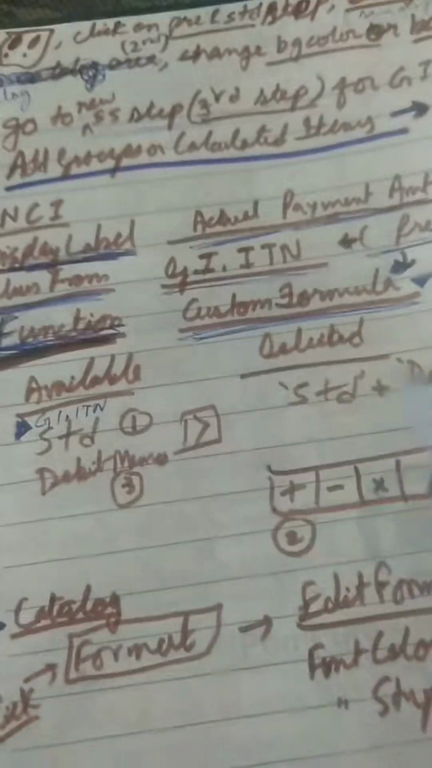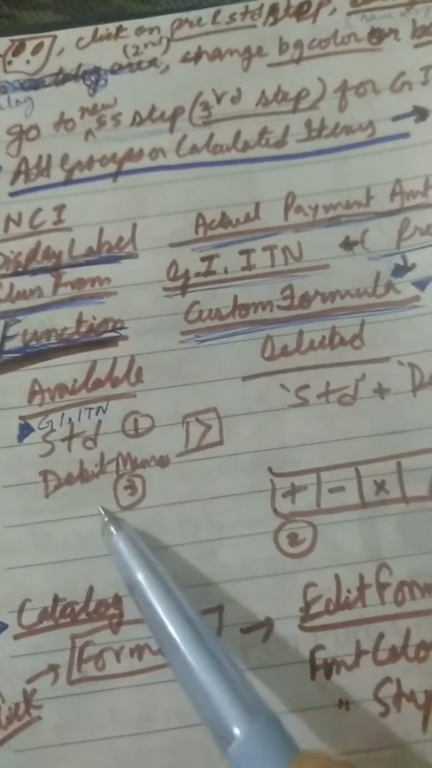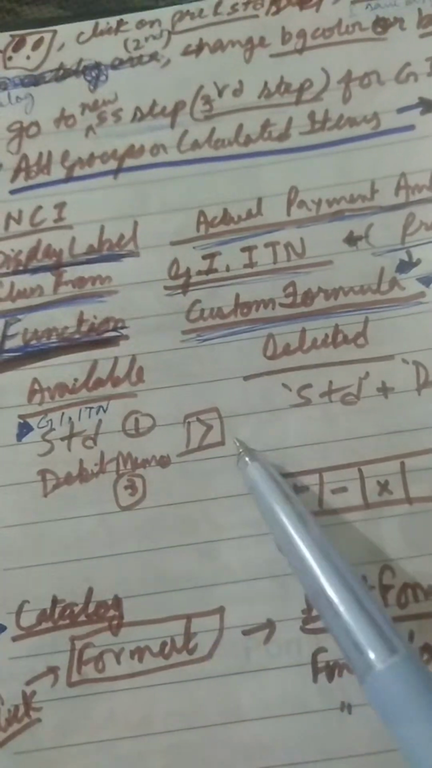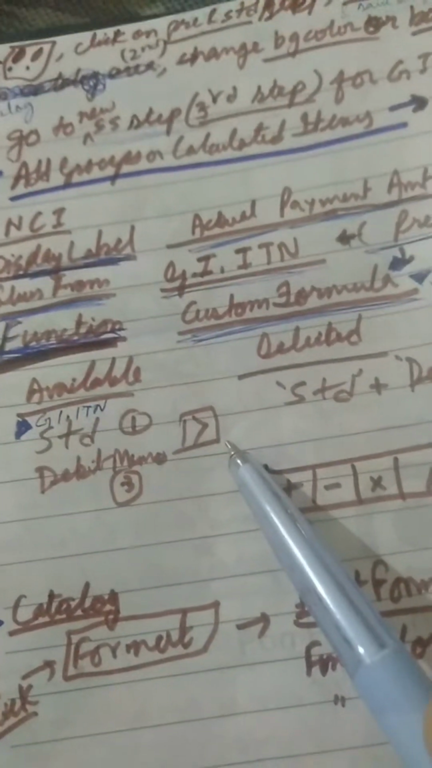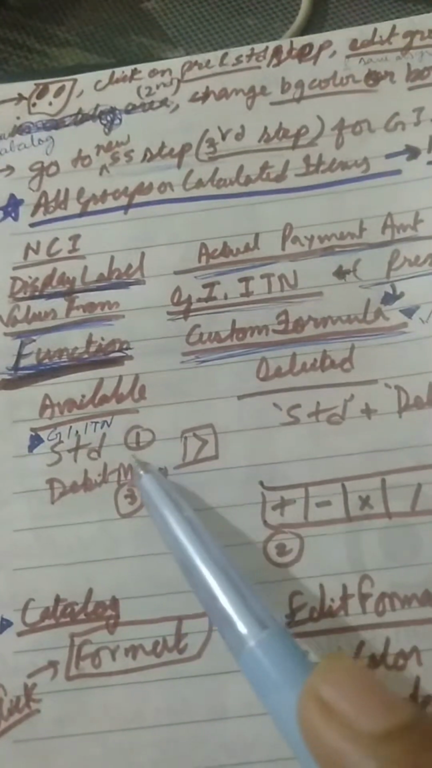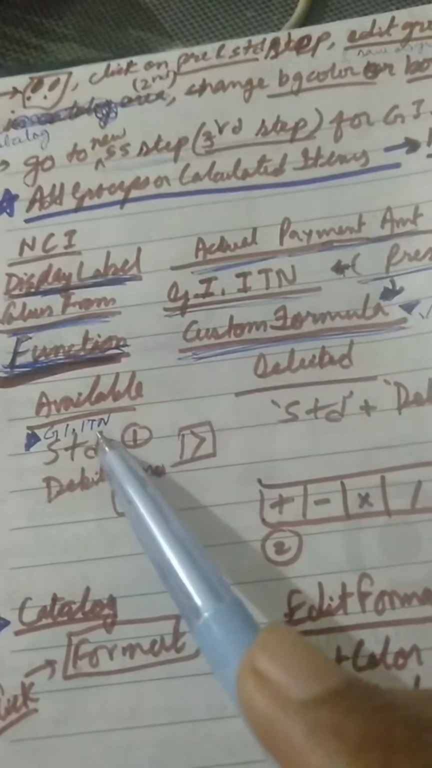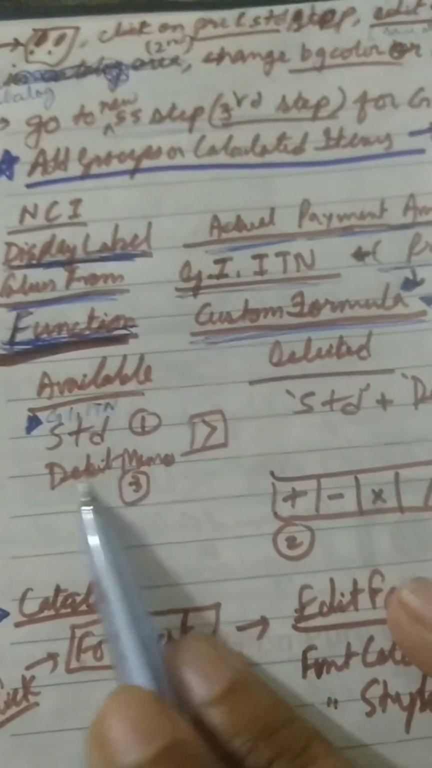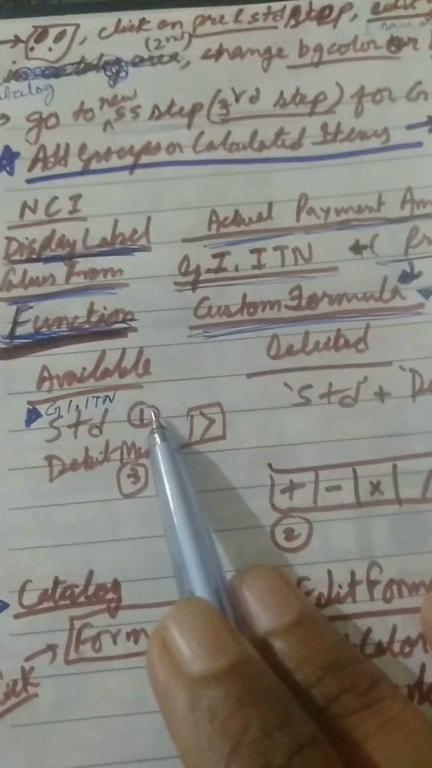Again you have two sections. In the available section, I have taken debit memo and standard and I have selected here. First you select the standard value of invoice type name. Next, below you have all the operators. I'll click on the plus operator here. Again I'll click on debit memo here. That's why I've written 1 2 3.